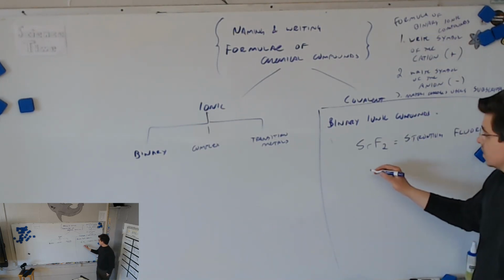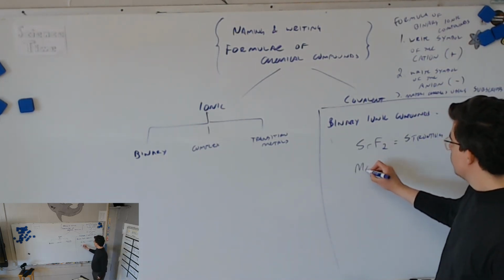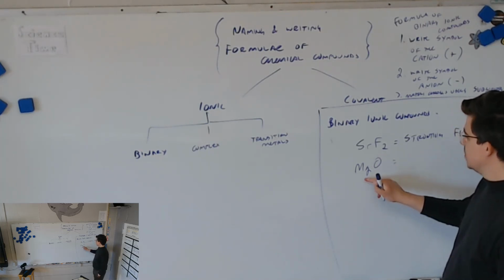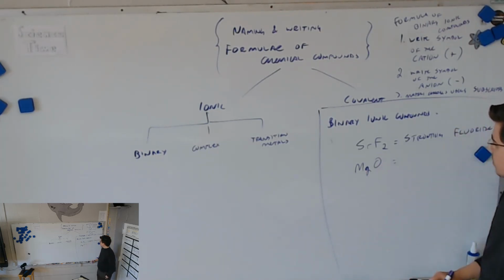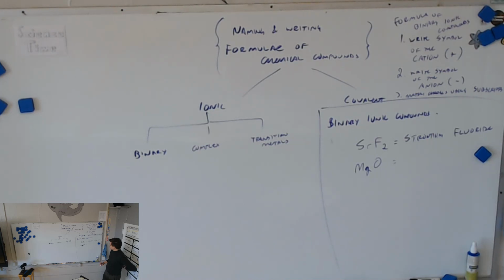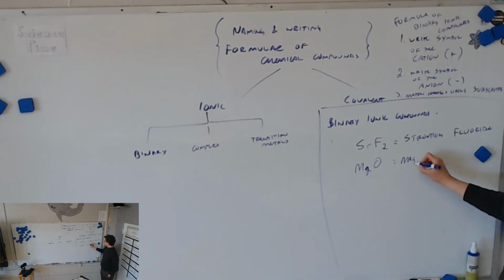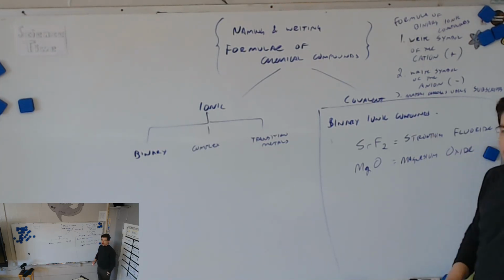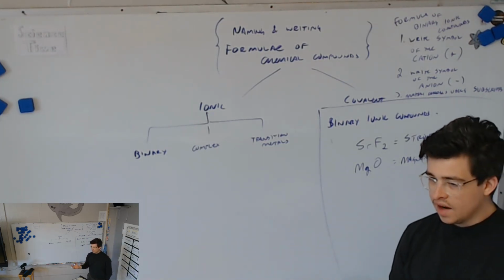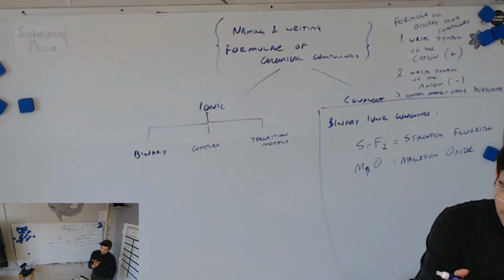Okay? And then for this one, let's do... This is supposed to be a G. I'm always accidentally making my G's look like two kinds. But yeah, so magnesium. Oxide. Yep, and we change it to oxide. Even though it's oxygen, we just change the ending to I, so it becomes oxide.